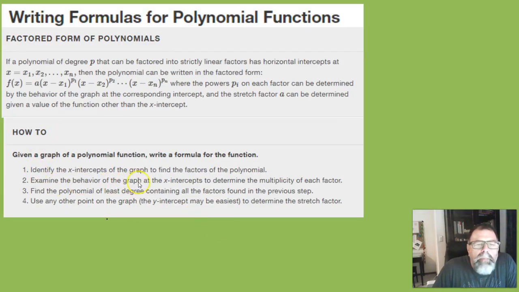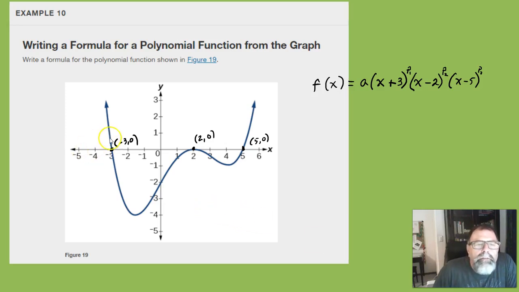Now we're going to look at the behavior of the graph at the x-intercepts to determine the multiplicity, so we know what those powers are. That's cutting through like a line, so that's multiplicity 1. And then x minus 2 looks like a parabola, so we're going to make that a square. And then that looks like a line, so that's going to be 1 again. So it looks like a 4th degree polynomial.